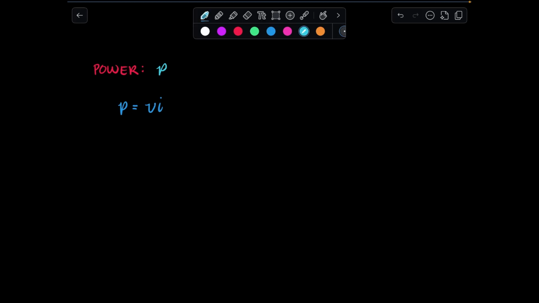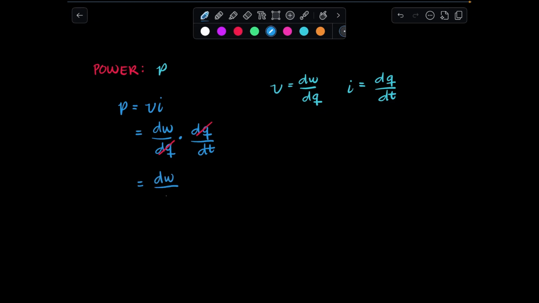We know that voltage is equal to the change in energy per unit charge, and we know that current is a change in charge per unit time. By replacing both voltage and current with their respective formulas, we can cancel out dq, and we can derive the formula for power as dw over dt, the change in energy per unit time, where energy is measured in joules and time is measured in seconds. Power is measured in watts, and the symbol for watts is W.